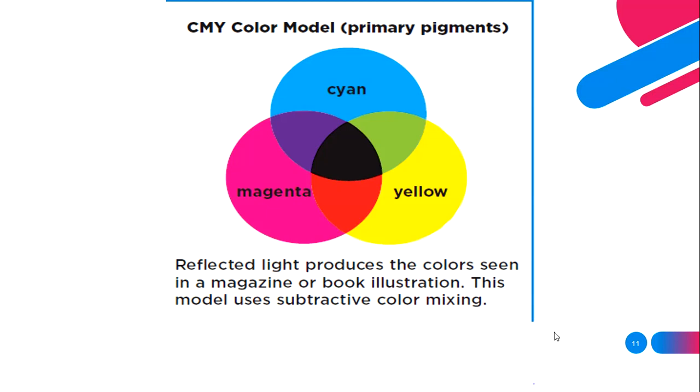This model uses subtractive color mixing. This color depends on the ability of substances called pigments. Now, pigments are tiny solid particles that provide color by absorbing wavelengths of light. The ink cartridges in color printers combine certain amounts of primary colors to produce other colors. So when all three pigments combine, this produces black.